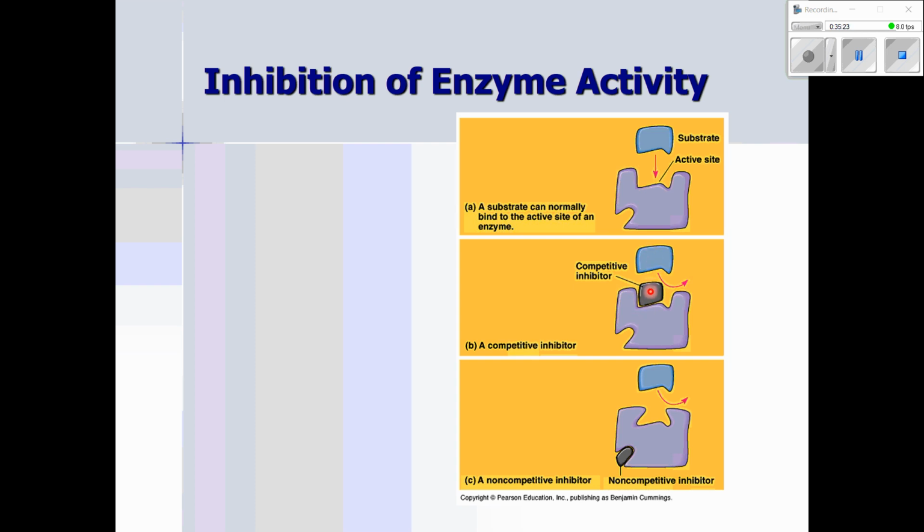Not exactly the same, but it's close enough that it can slip in here and sort of physically block the substrate from binding. We would say this molecule is a competitor. It's a competitive inhibitor because it is competing against the substrate to fit into this active site. So if you have a large amount of competitive inhibitor floating around inside the cell, that's going to slow down the chemical reaction because it's preventing the substrate from binding like it normally would.